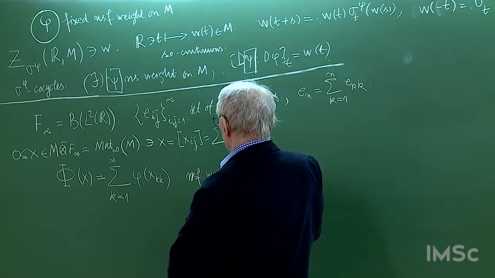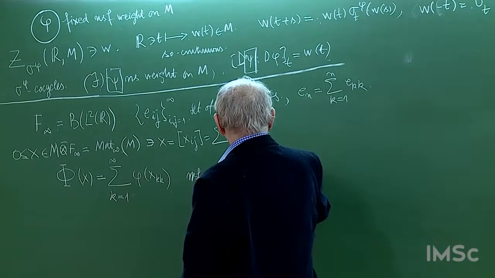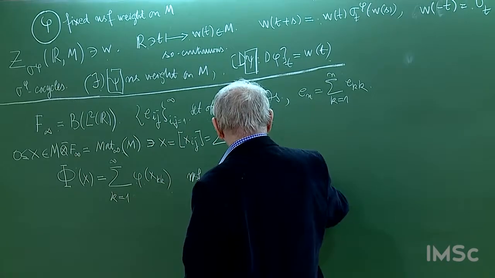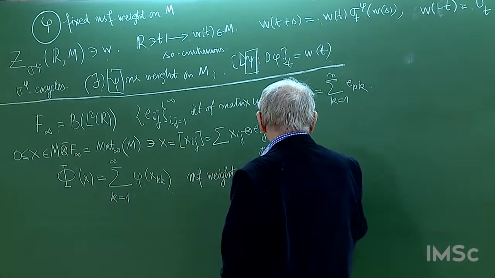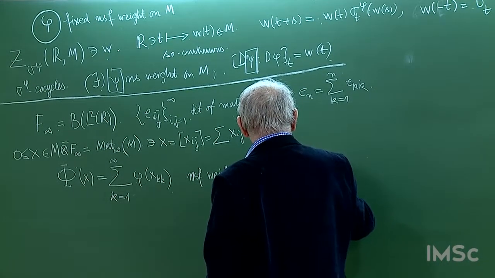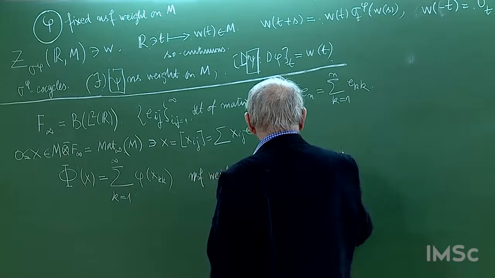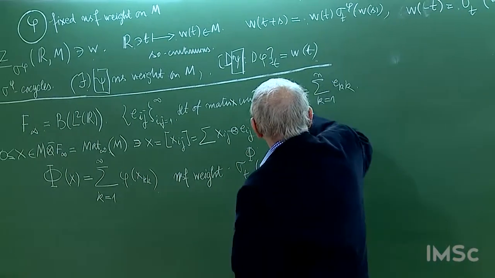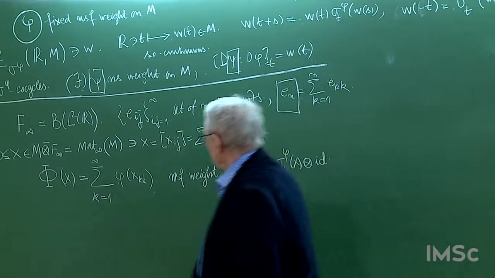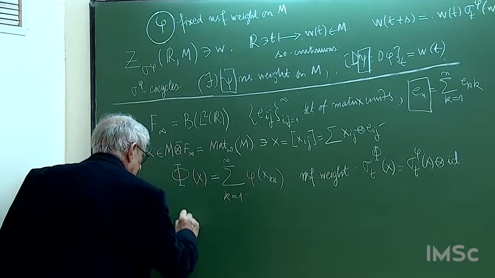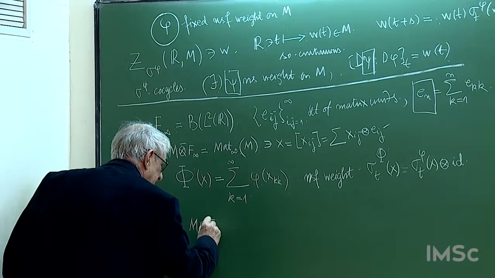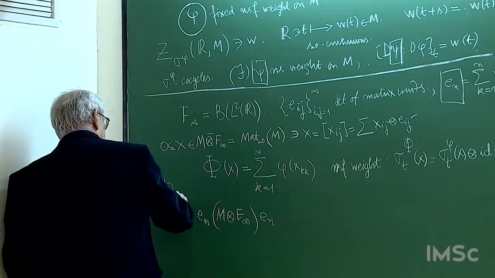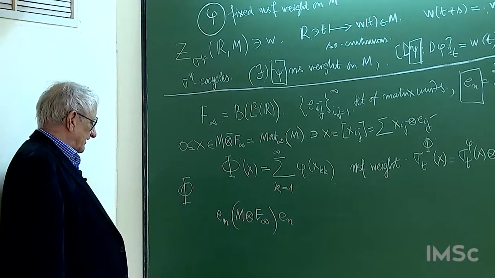And we are interested in what is sigma_t^Phi of x, in general x. It will be sigma_t^phi of x tensor the identity. Now, how to see this equality? Take this projection E_n and look at the algebra E_n (M tensor F infinity) E_n, and look at the restriction of capital Phi to this algebra.